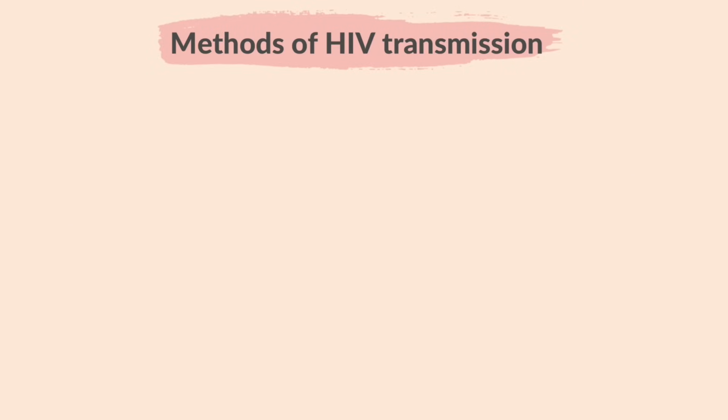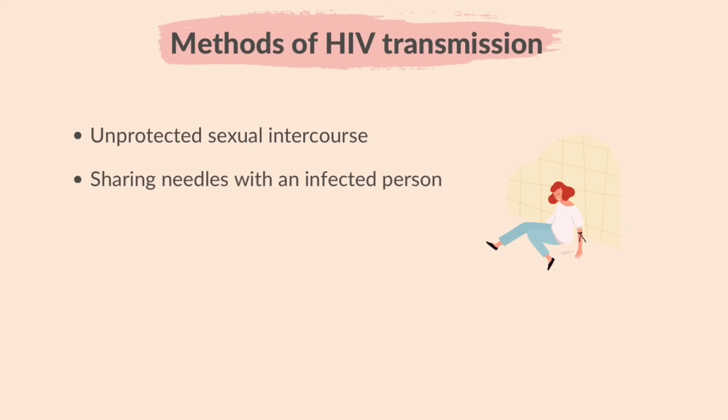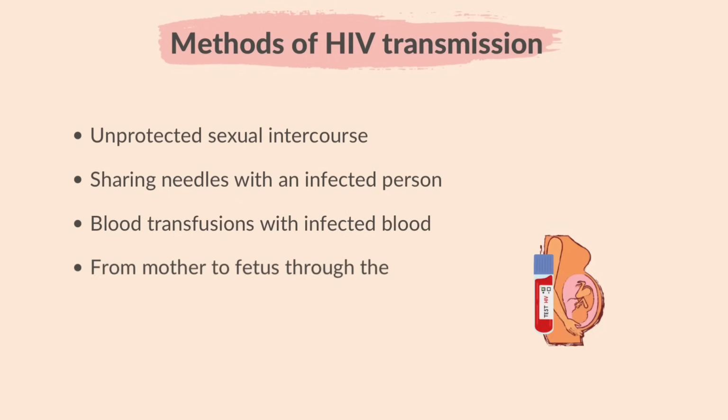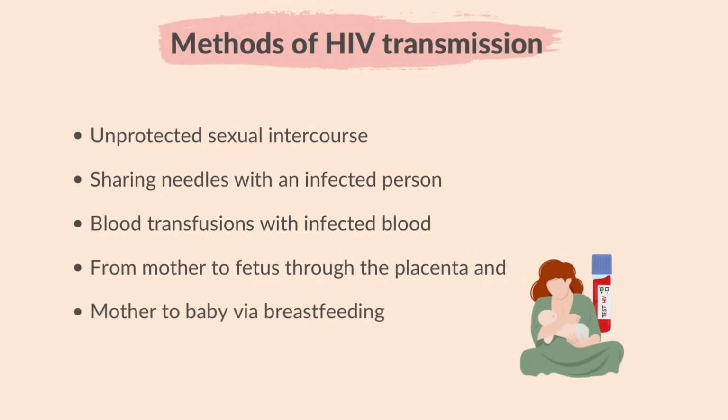The methods of transmission of HIV are unprotected sexual intercourse, sharing needles with an infected person, blood transfusions with infected blood, from mother to fetus through the placenta, and mother to baby via breastfeeding.